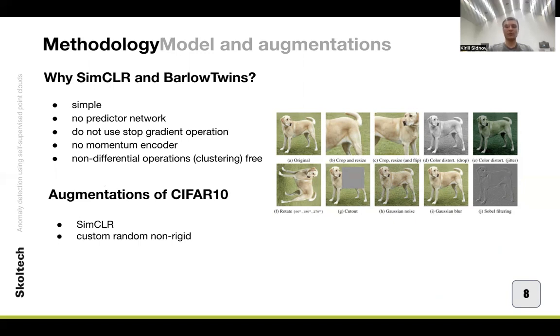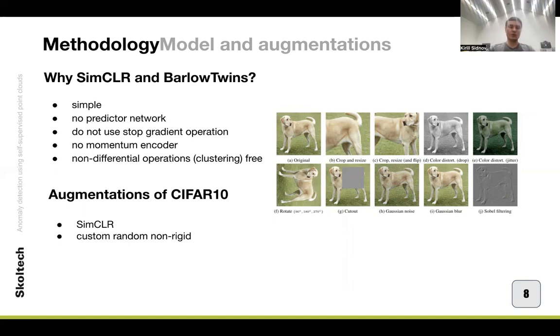BarlowTwins demonstrates performance which can be compared with most modern and popular methods such as BYOL and also SimCLR. Since it is the newest among the presented methods, it is also of interest for testing in various conditions and comparing with the closest one to it, SimCLR.